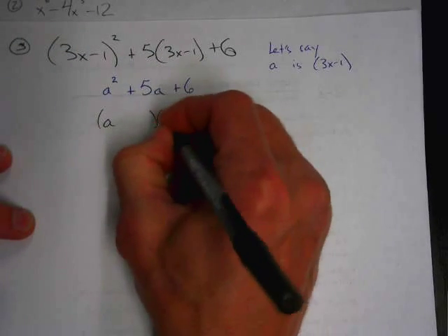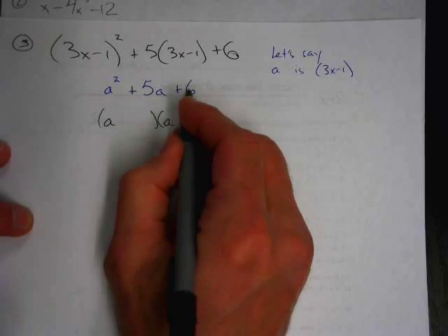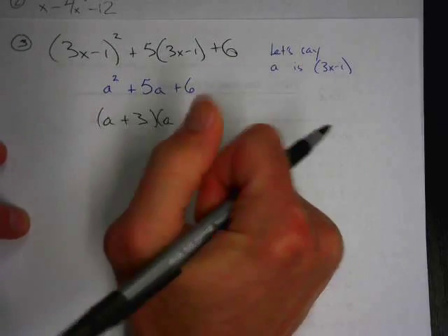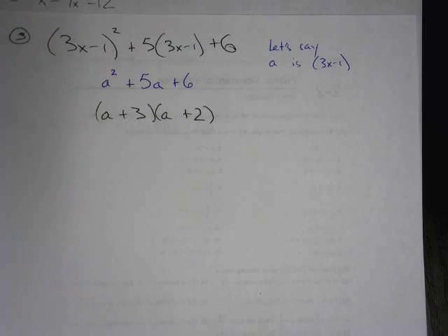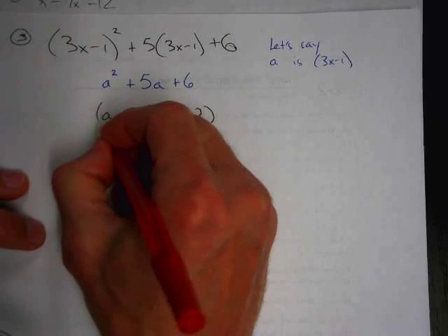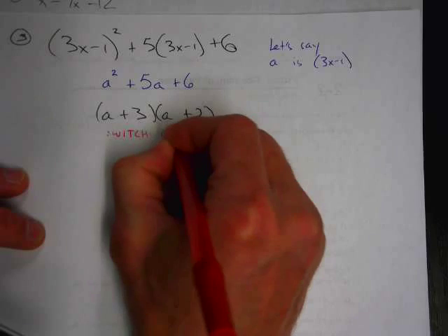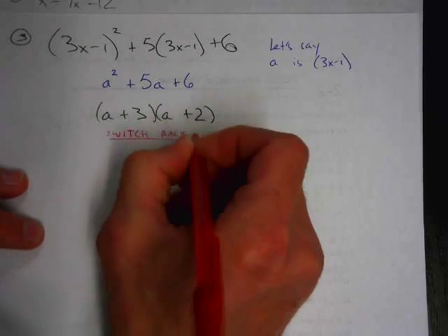Again, I'm going to use mental math. Two numbers that multiply to 6, add to 5: positive 3, positive 2. And all we do now is switch back. This is where things are going to be a little crazy. So now we're going to switch back. If we switch back, we're going to have this.